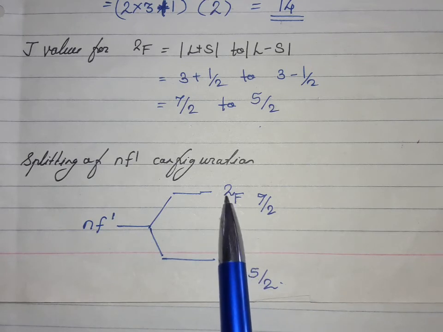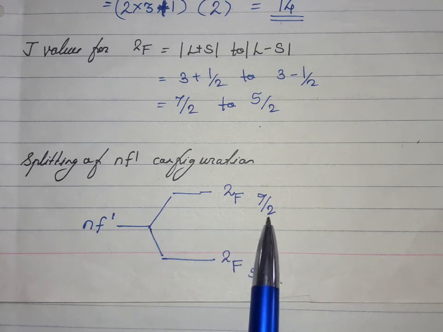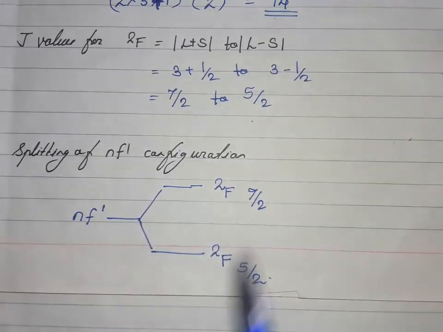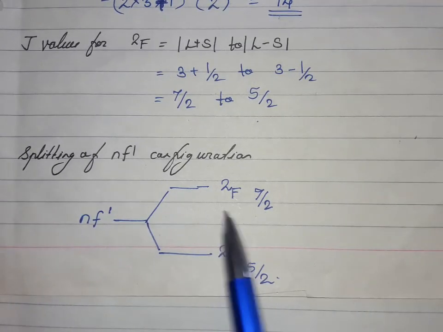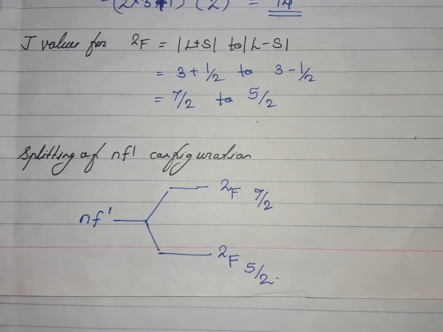This is spin multiplicity, this is orbital type of coupling, and this is spin orbital type of coupling or J. That J is from 7 by 2 to 5 by 2. So in this case, doublet F 7 by 2 to doublet F 5 by 2. So this is the last point, that is the splitting pattern.